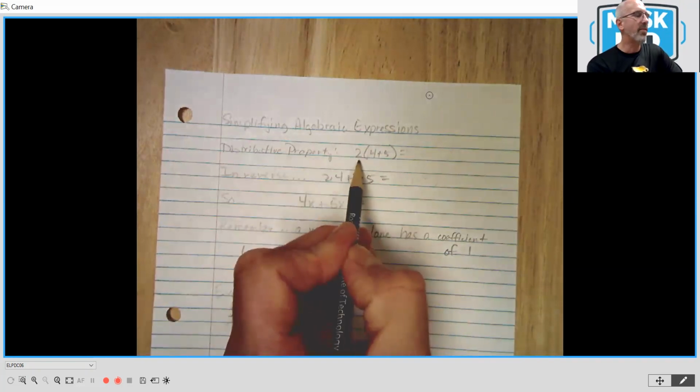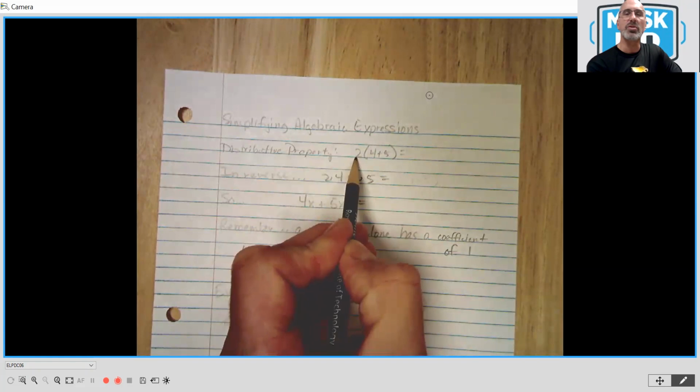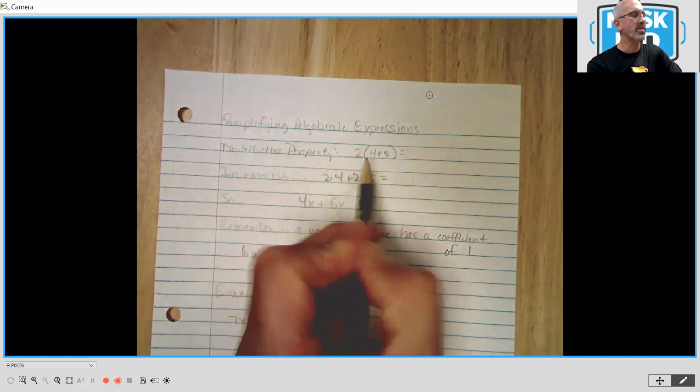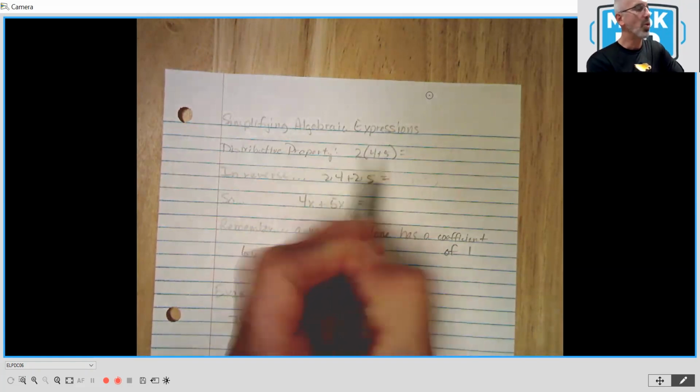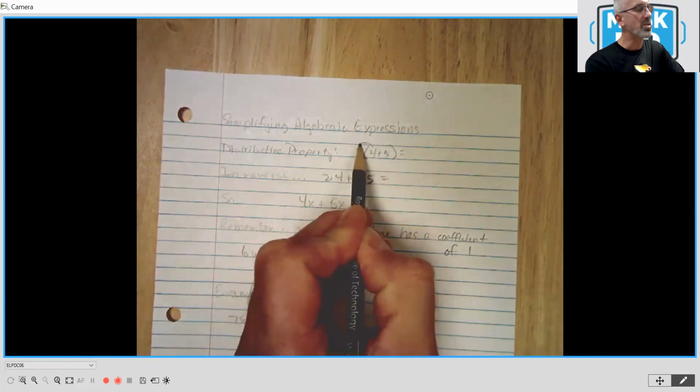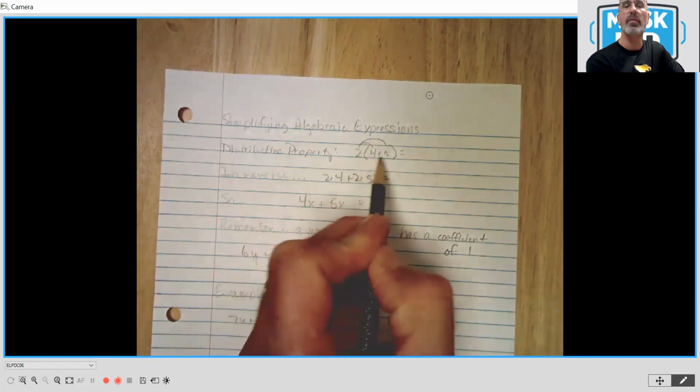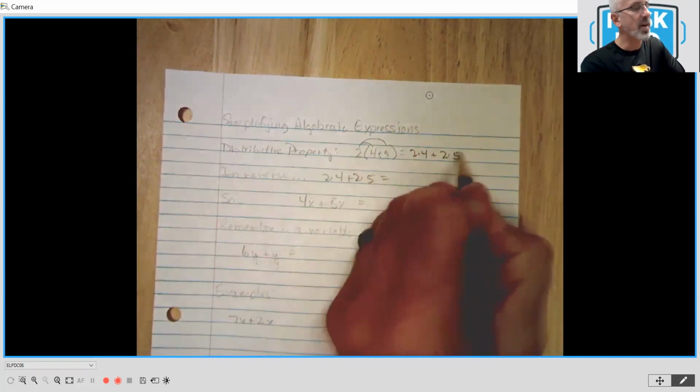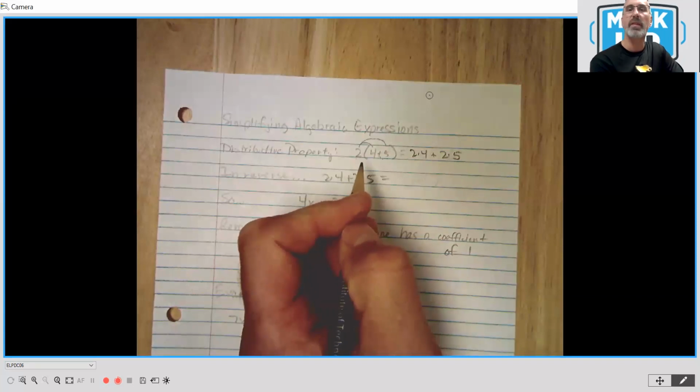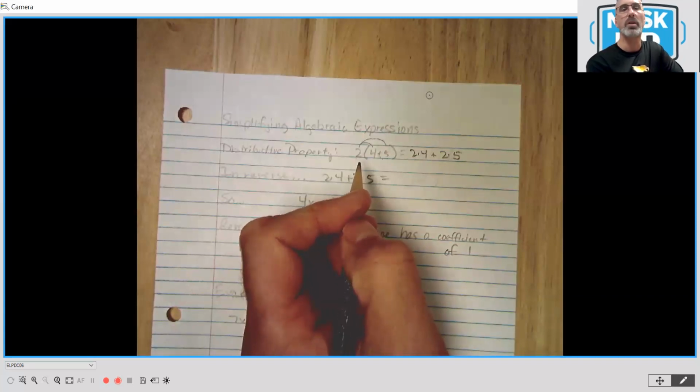If we have the expression 2 times in parentheses 4 plus 5, we can distribute this 2 inside of the parentheses. So we can get 2 times 4 plus 2 times 5. I think we can all agree that that's how the distributive property works.